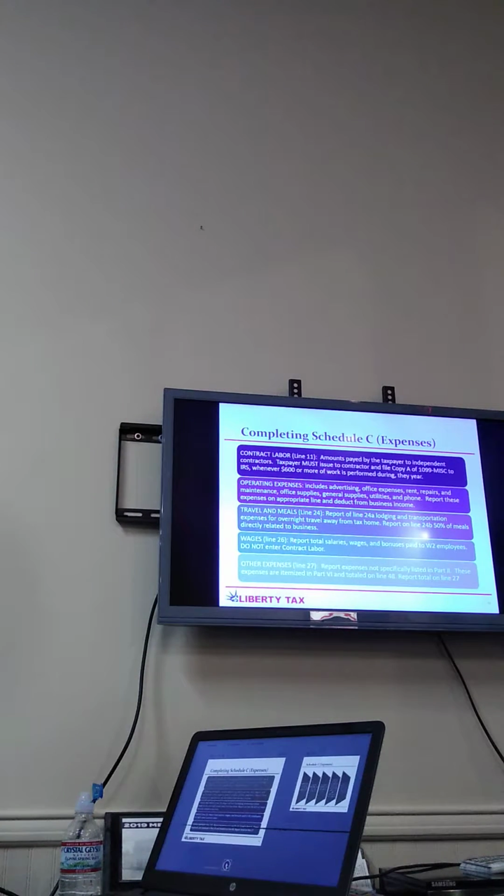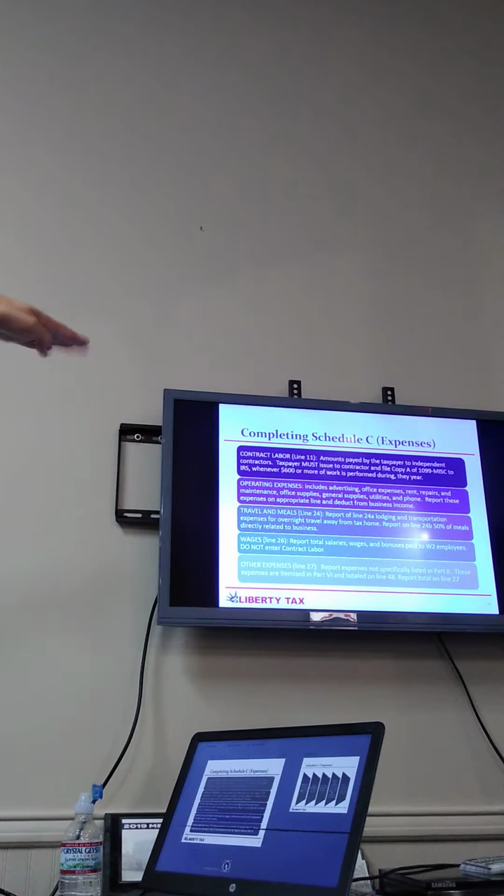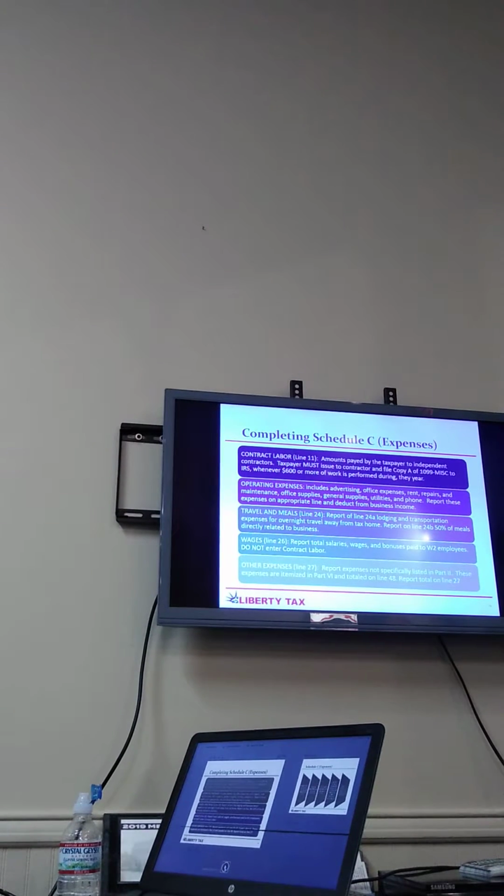Contract labor, we talked about that. Like that says, whenever it's 600 or more, you've got to issue them that form. Travel and meals, that's another one. When you're traveling, we're talking about overnight lodging, transportation expenses, things of that nature. You can use those, so airplane fees, hotels, that sort of thing.